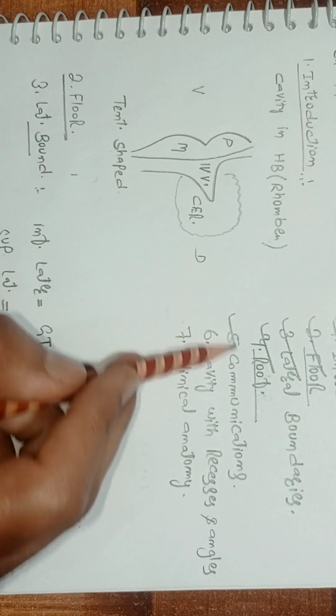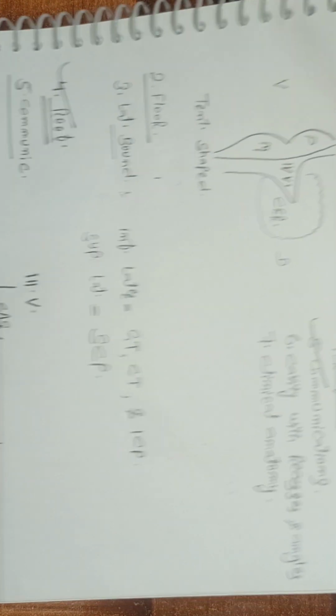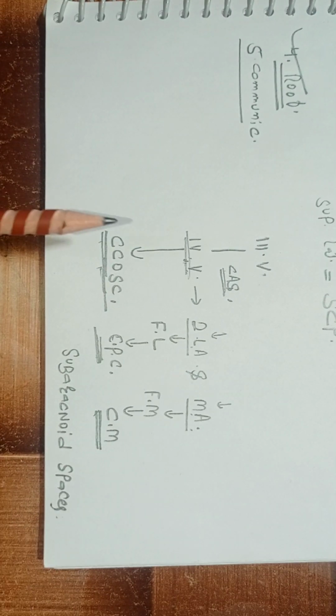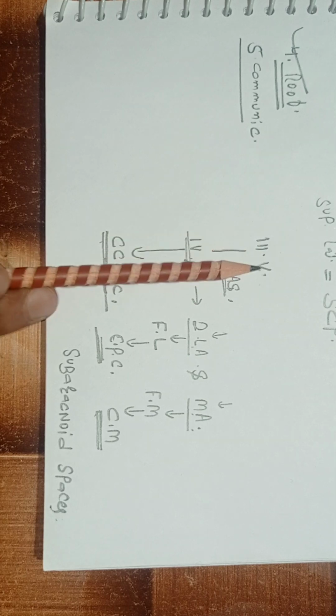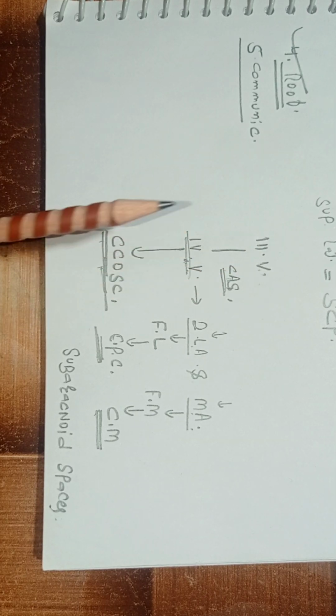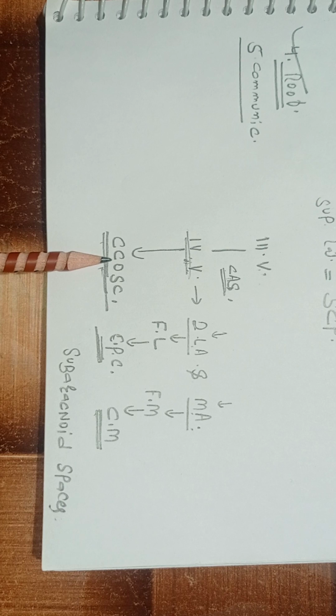So the communications of the fourth ventricle are clear. What are the communications? What do we study in communications? The third ventricle communicates with the fourth ventricle through the cerebral aqueduct of Sylvius. CSF from the third ventricle goes to the fourth ventricle through the cerebral aqueduct of Sylvius. CSF from the fourth ventricle goes to the central canal of the spinal cord.